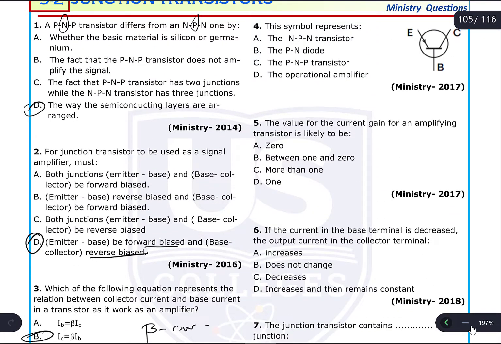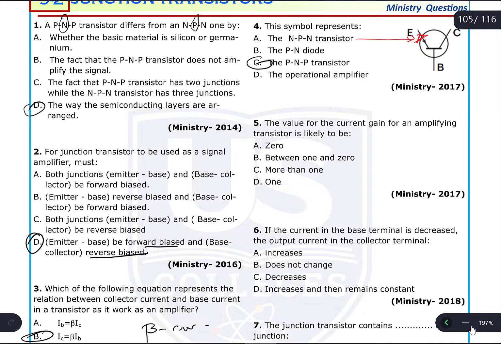The symbol represents the symbol of the PNP transistor, which is studied in the book. In NPN transistors, the direction of the arrow becomes opposite. So if the question was about NPN, you should draw the arrow in this direction, and it would be NPN, but this symbol belongs to the PNP transistor.